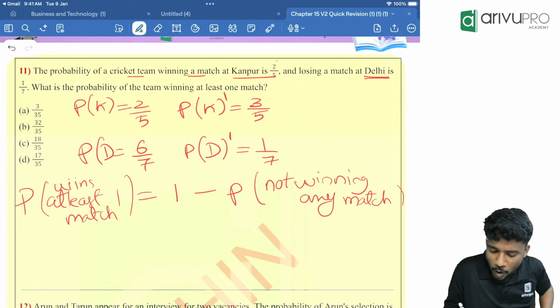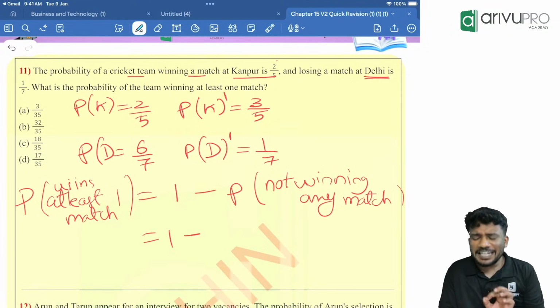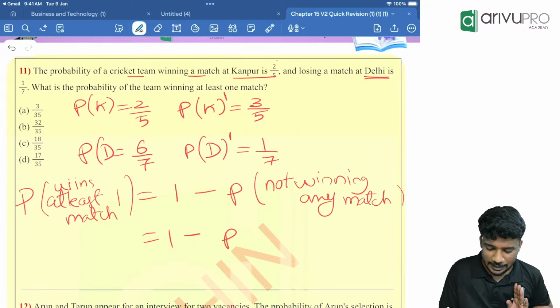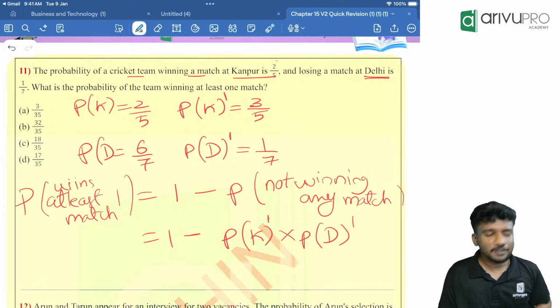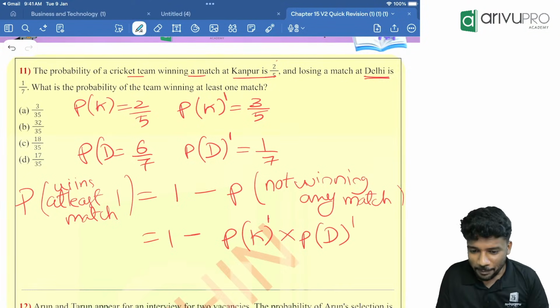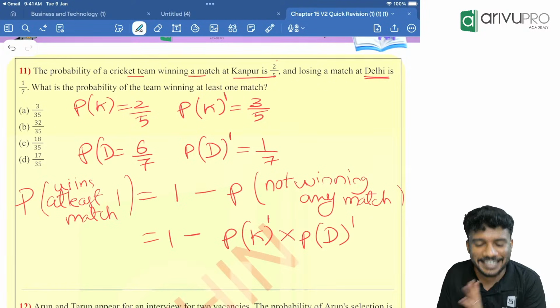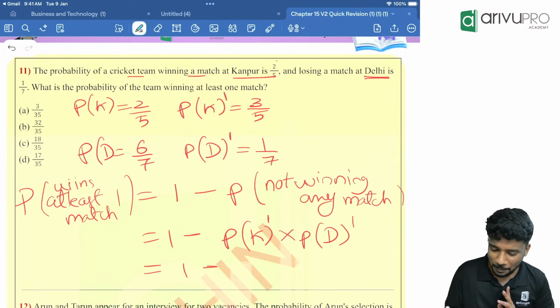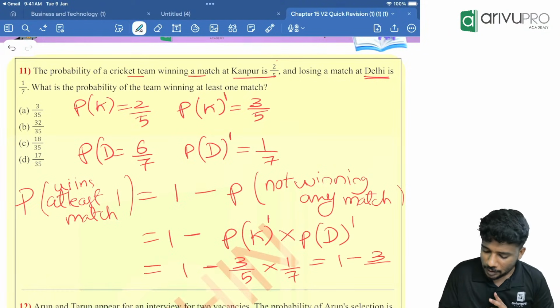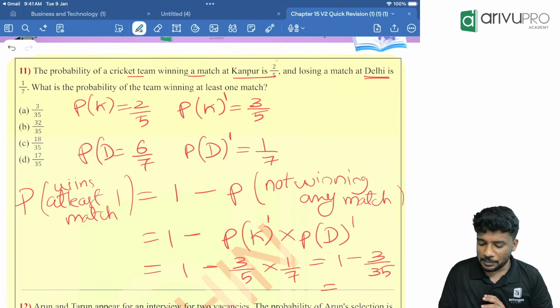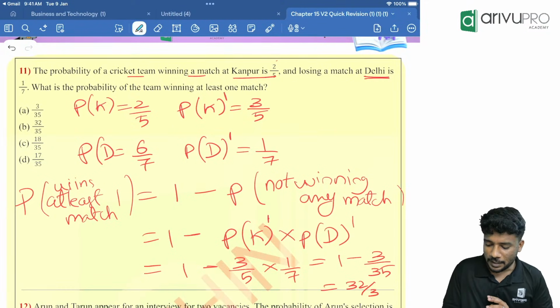Okay. Now 1 minus not winning any match means what? In Kanpur they will not win, and in Delhi they will not win. So 1 minus P of K complement into P of D complement, which is equal to 1 minus 3 by 5 into 1 by 7, which is equal to how much? 1 minus 3 by 35. Get me the answer, people. Take LCM. 32 divided by 35.